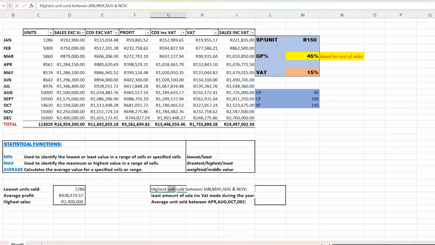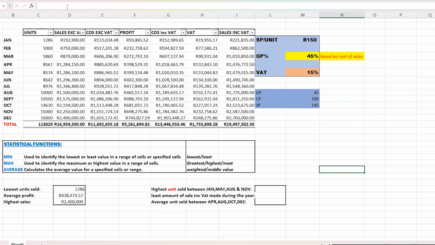Pay attention to what is being asked. You may know what to do, right? You may know what to do, but then if you don't pay attention to what is being asked, you may get it wrong. So if I'm asking for units and you give me the sales value in rand, then you got it wrong. Right? If I ask for sales value and then you give me the units, you get it wrong. So you need to pay attention to what has been asked of you.